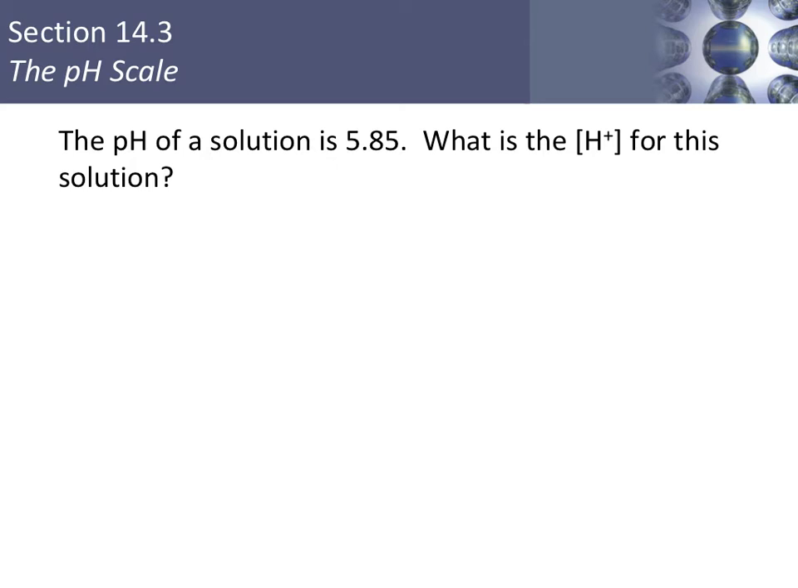Next, we have a pH of 5.85. We want the hydrogen ion concentration for the solution. We're going to do 10 to the negative pH, 10 to the negative 5.85. But please don't leave the number this way. Let's get it into scientific notation.